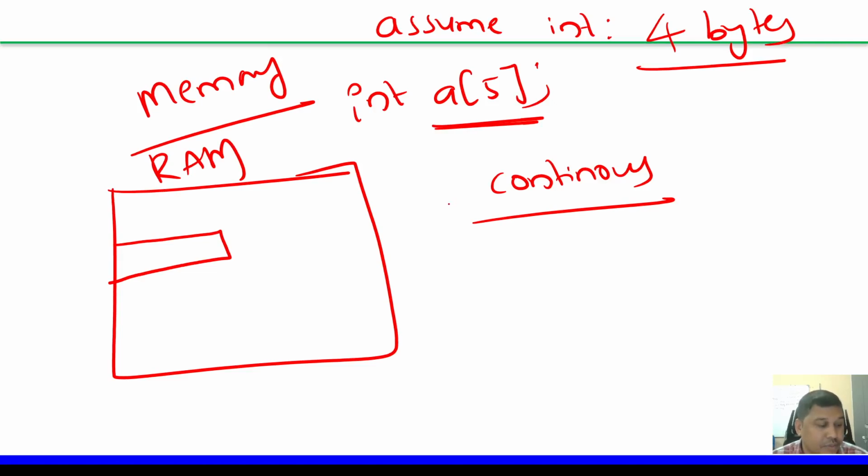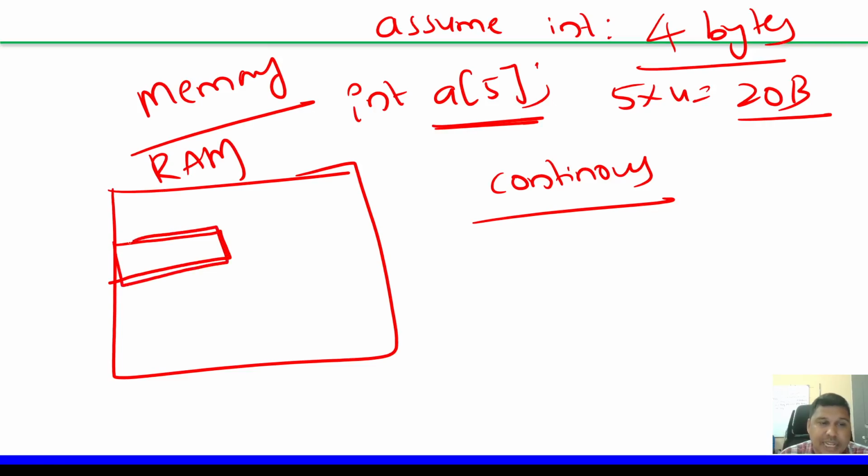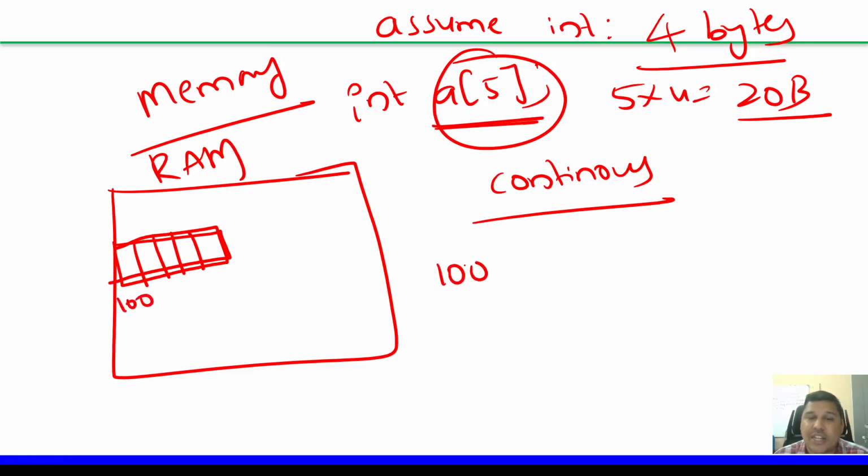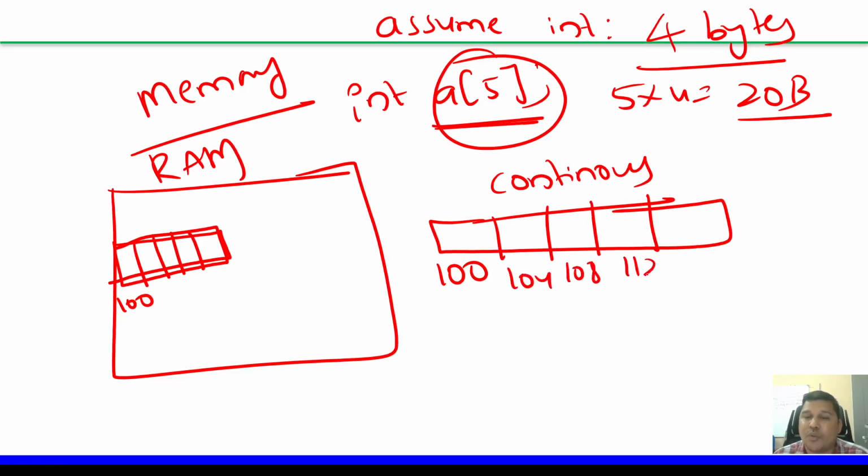What will happen here? Since it is a of 5, it means 5 into 4, 20 bytes of memory is required. So 20 bytes of block will be reserved in your RAM to store these 5 values, each one occupying 4 bytes. And the address will be continuous. If the first element address is 100, then the second one will be 104, then 108, 112, and 116. Memory allocation is continuous.